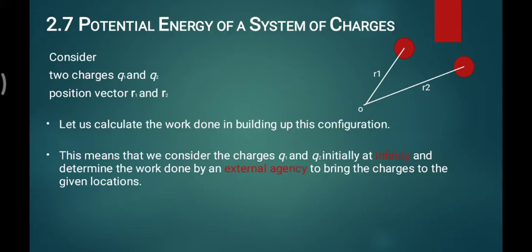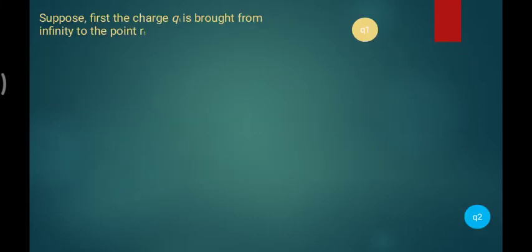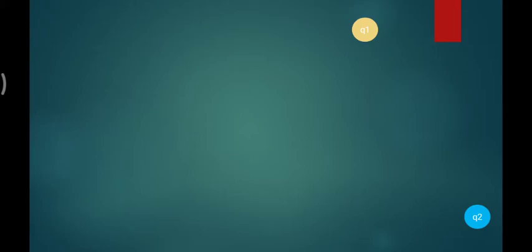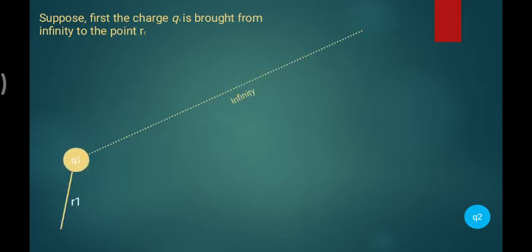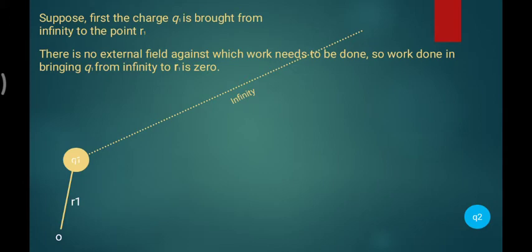This is called work done, and it is the basic idea, which is explained nicely in the next slide. We have q1 and q2 at infinite distance, that's why I'm putting them at the corners of the slide. Suppose first charge q1 is brought from infinity to the distance r1 from the origin, as we saw earlier. There is no external field against which work needs to be done.